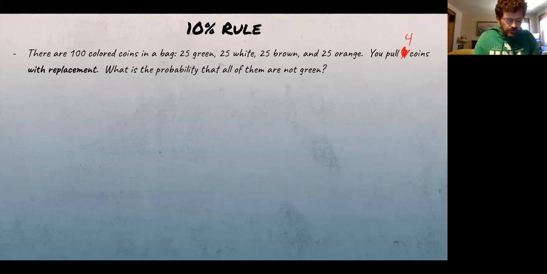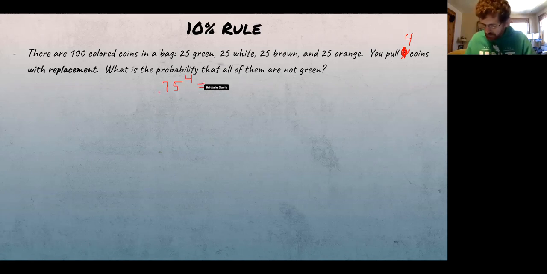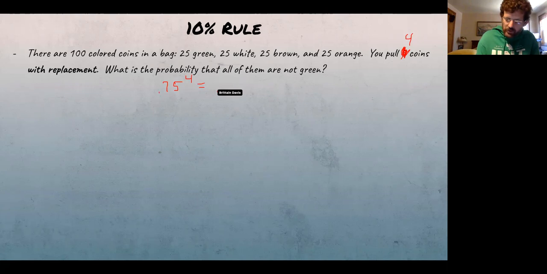So we can see 75 out of 100 are not green. So there's a 0.75 probability. And we just do that 4 times. So I'll just raise that to the 4th power. And there's about a 0.316 probability that we're going to pull 4 coins and none of them are green. Okay, that's fair enough. Those are definitely independent.